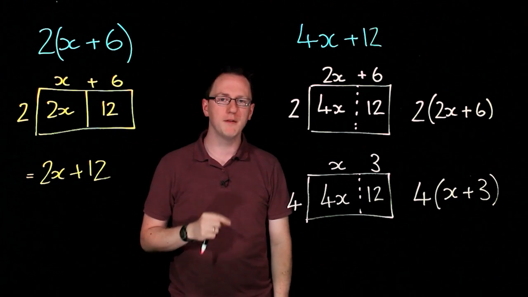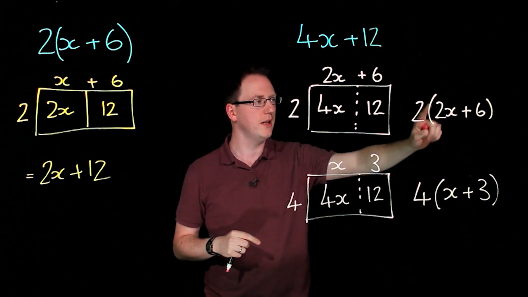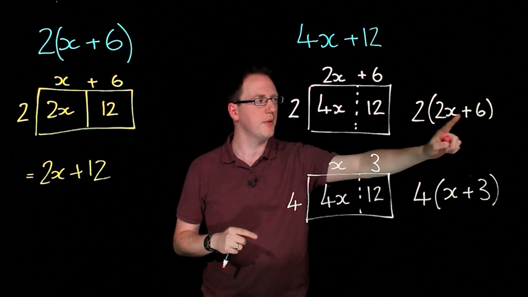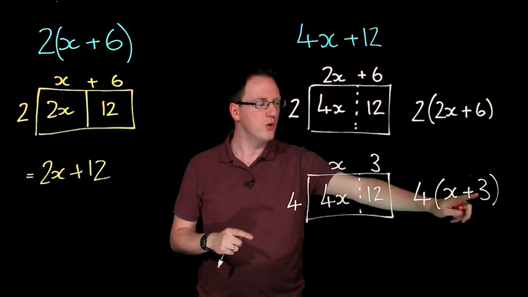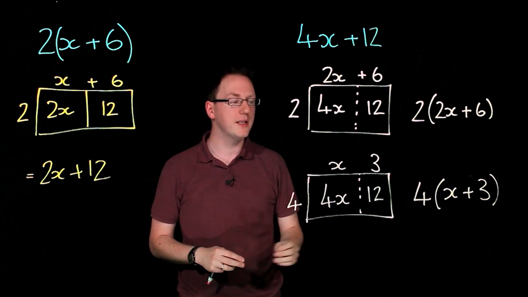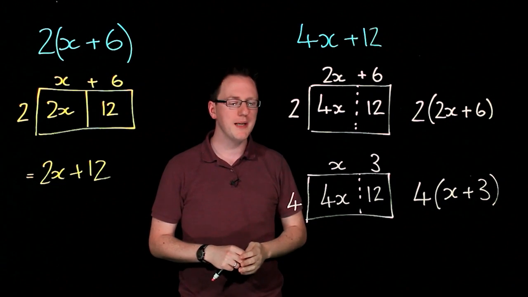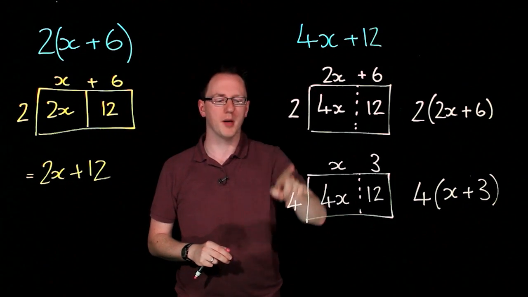But only one of them is fully factorised. Only one of them has taken out all of the factors, because if we look at this bracket, there's still a common factor of 2 in here. Whereas down here, there's no common factor left in the bracket. So when we're asked to factorise, we want to make sure we fully factorise, and that means we're looking for the highest common factor, not just a common factor, but the highest one.